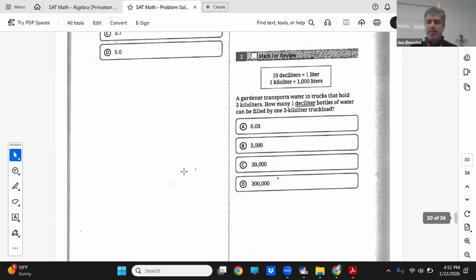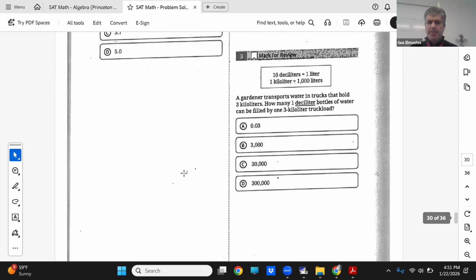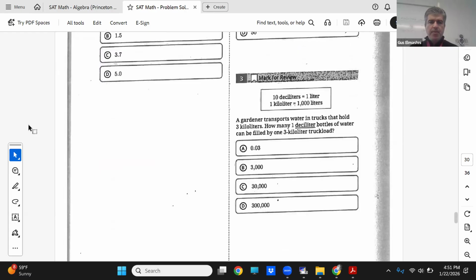And then number 3. This is the last one here we'll do in this packet. For number 3.